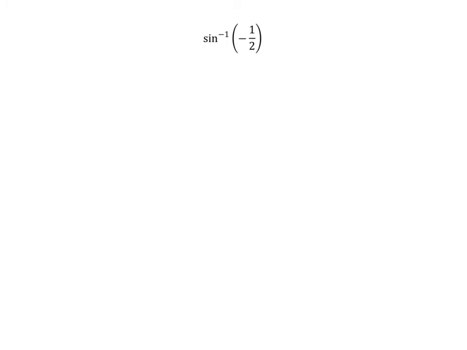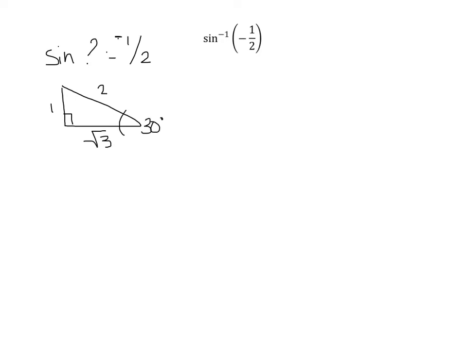The next one's a little bit trickier. We're looking for the inverse sine of negative a half. So here I might rewrite this: the sine of what is equal to negative 1 over 2. The first thing I might remember would be my special right triangle. And so sine, being opposite over hypotenuse, is the sine of 30 degrees. 30 degrees to radians would be pi over 6 radians. However, this is 1 over 2. I need it to be negative.